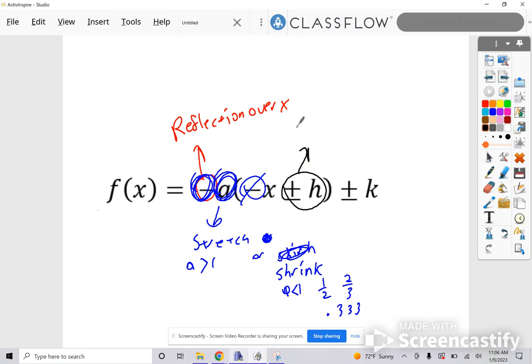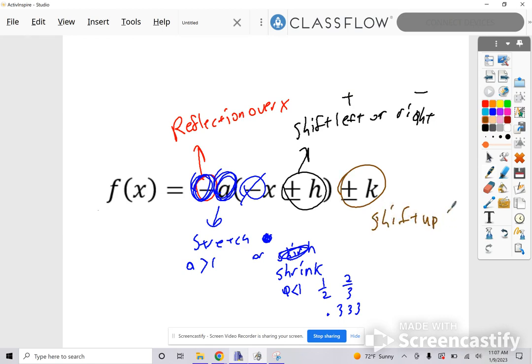So this is a shift left or right. Okay, but remember, left is positive, right is negative. It's backwards of what we want. And then last, K is a shift up or down. Okay, this does do what we want, positive, negative.